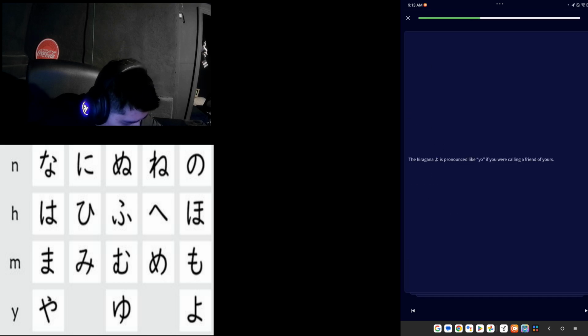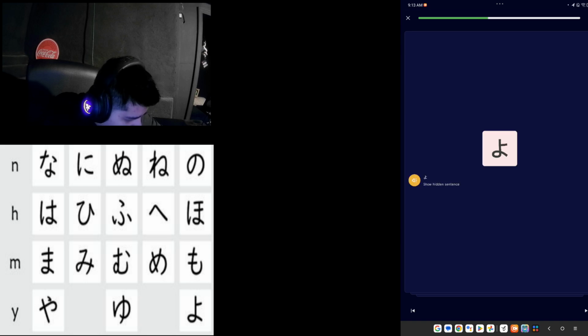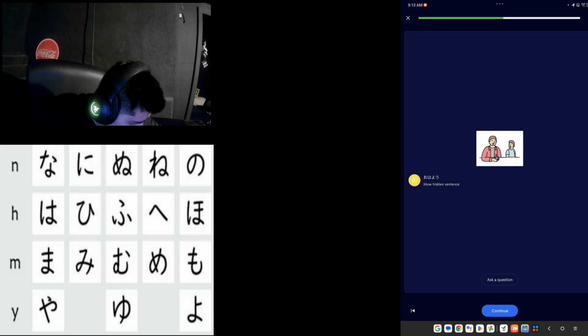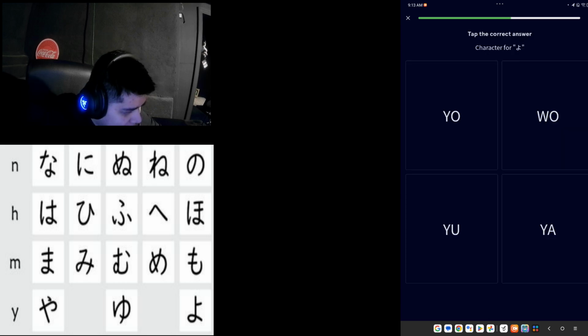Hiragana yo, like yo. よ, hey yo. Then we got yoru, 夜, night. We haven't learned ru yet, but we're gonna get there. Ohayo, おはよう. Is that ohayo? Ohio. Alright, we get better.